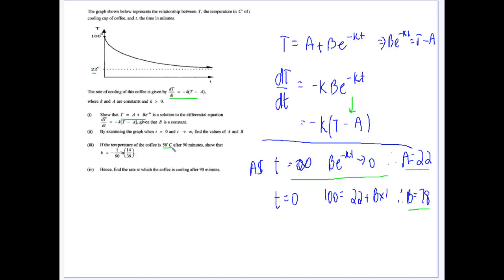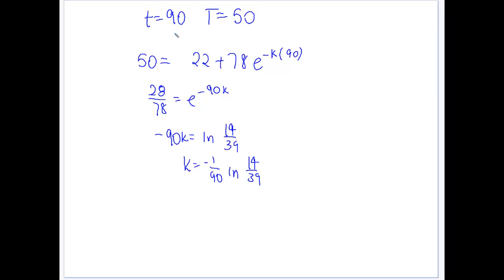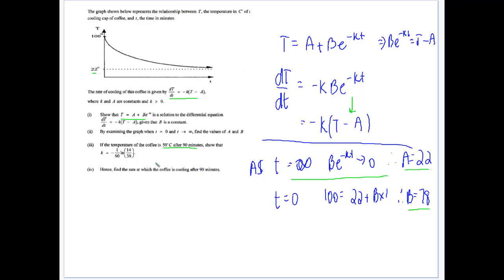Then we get some data to find k: 50 degrees after 90 minutes. Show that we can get that expression for k. So when t is 90, temperature is 50. We do our substitutions. Subtract 22 from 50 and divide by 78 to give us that expression. e^(-90k), take our logarithms, we get k is equal to -1/90 log of 14/39, which is the expression we wanted to get.